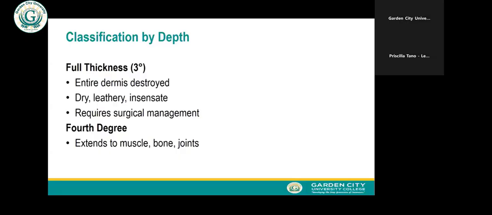When we talk about the fourth degree, with the fourth degree you see charring, like a coal, right? And we see that it extends to the deeper tissues, the muscles, the bones, the joints, right? Here, this is a bit of the distinction between the fourth degree and all other degrees.